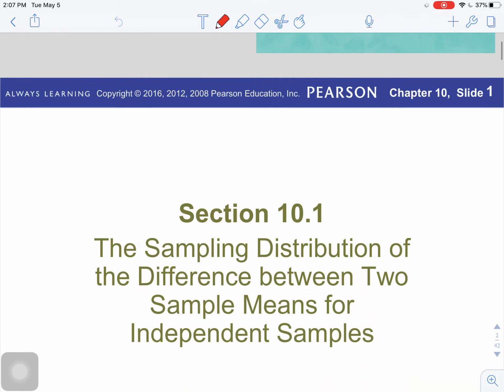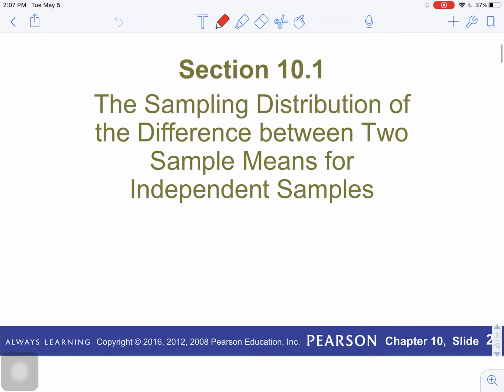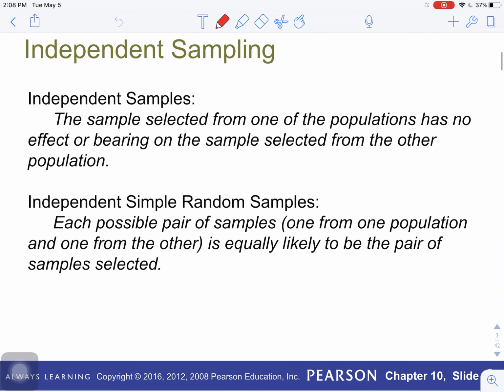So for chapter 10, we're going to be talking about the sampling distribution of the difference between two sample means for the independent sample. Independent sample just means that it's not going to have any effect from one population to the next. So that's kind of the high point right here.